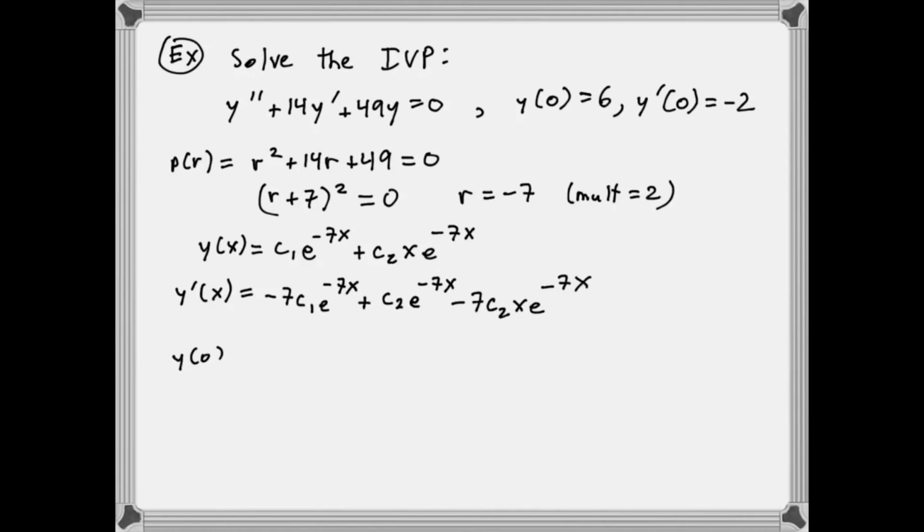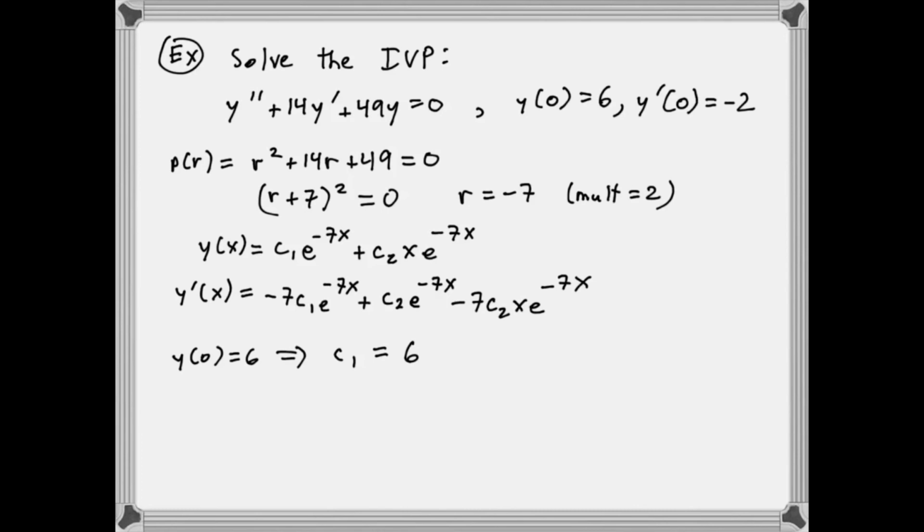So y of 0 equals 6. The first condition gives me the following. If I plug 0 into the first equation, I end up with c1 plus c2. Oh wait, that's not true. If I plug a 0 into the first equation, I actually get C1 is equal to 6, right? Because we actually get a 0 for the whole second part there.